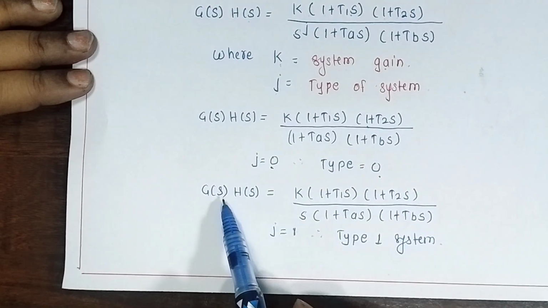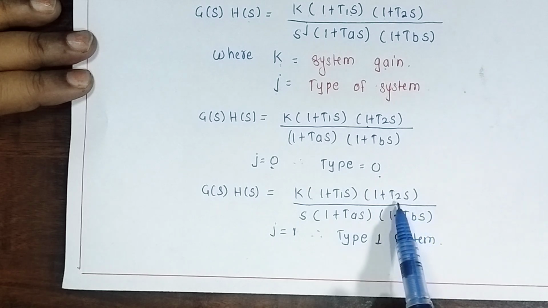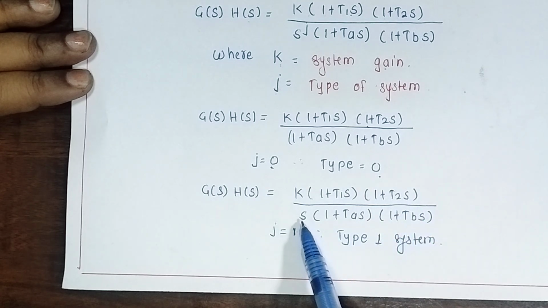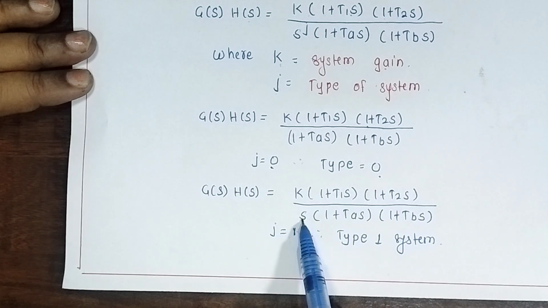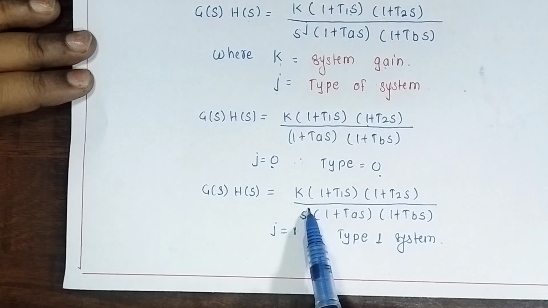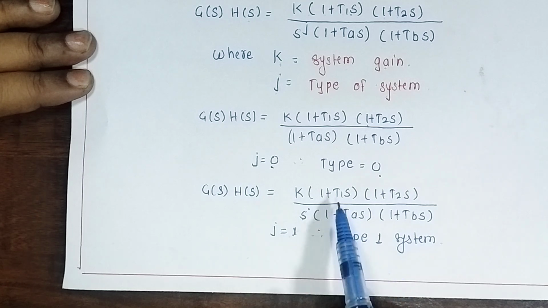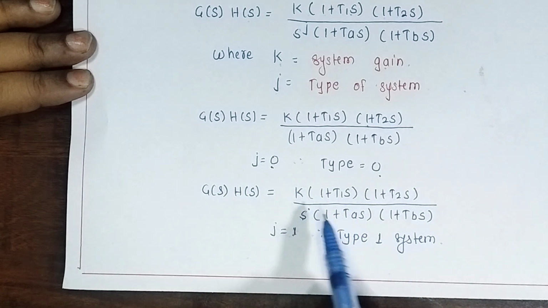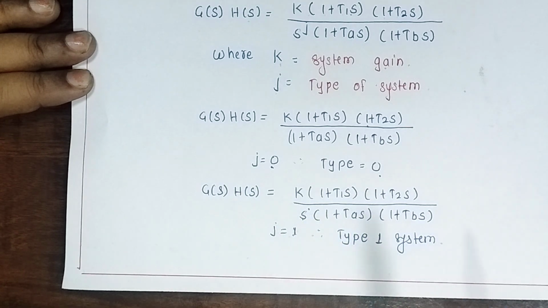Similarly, the transfer function is given as K(1 + T1s)(1 + T2s) / (s(1 + Tas)(1 + Tbs)). In this case, j = 1 because s is raised to 1. So s raised to 1, therefore j = 1, and the given system is a type 1 system. Similarly, if there is s raised to 2, then that system will be a type 2 system.